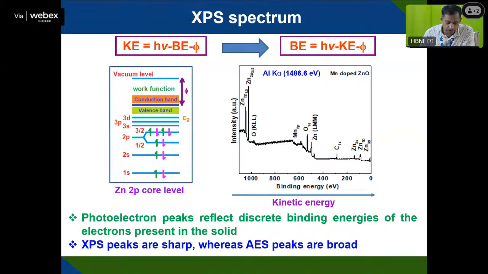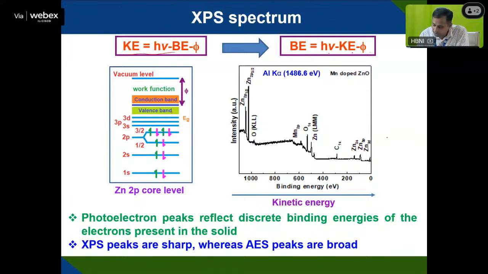If you see here, you have a conduction band and a valence band, and then a work function. So here the core electron will jump out, and you get this equation: kinetic energy equals h nu minus binding energy minus phi. So binding energy equals h nu minus kinetic energy minus phi. So the photoelectron peaks reflect the binding energy of the electrons present in the solid.